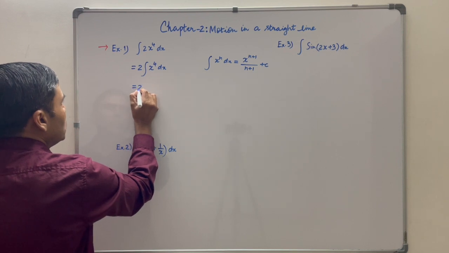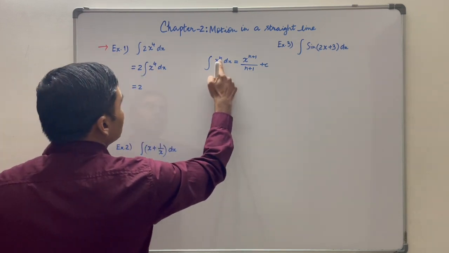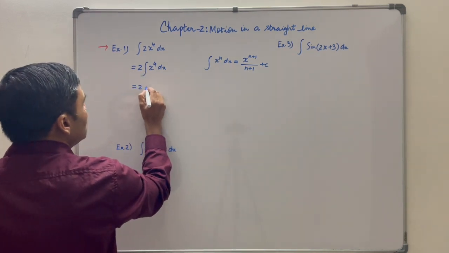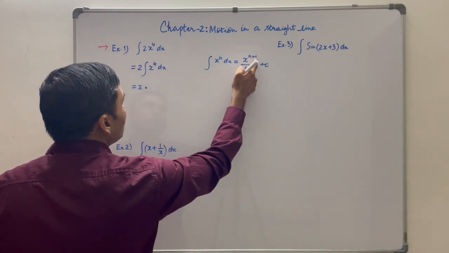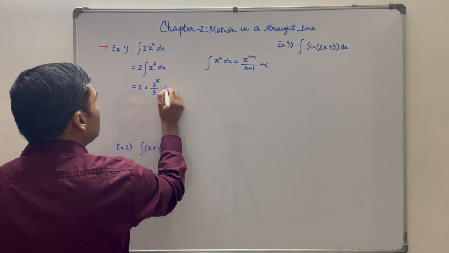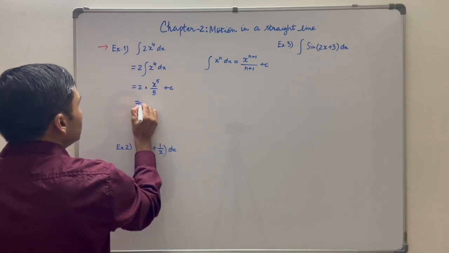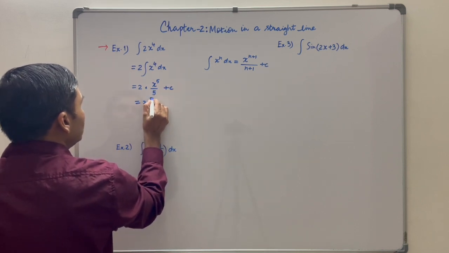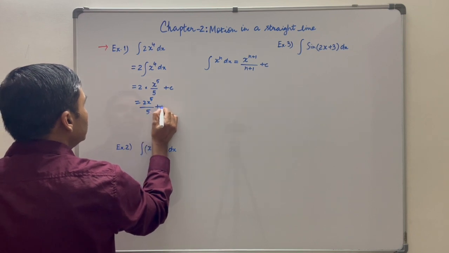So it is equal to 2. Here n is equal to 4. So it will be 2 into x to power 4 plus 1, meaning x to power 5 upon 5, plus c. So the answer is 2x to power 5 upon 5 plus c.